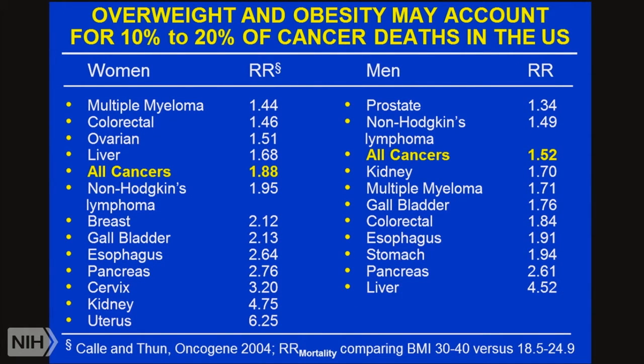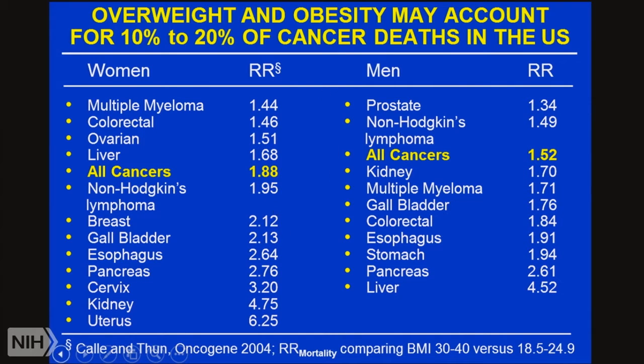How does it relate to cancer? In 2004, this paper came out. It gave us an estimate of how being overweight or obese relates to cancer risk. And they made the point that about 10 to 20% of all cancer deaths in the United States are actually explained by obesity. So that was a pretty high estimate. It's now a little lower, but it contributes to it.